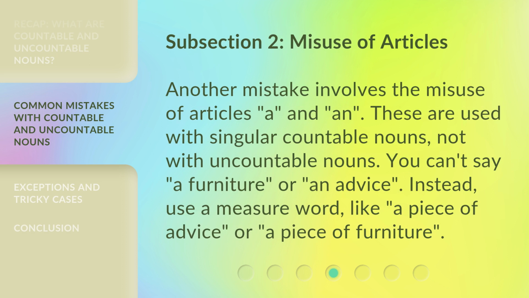Subsection 2. Misuse of articles. Another mistake involves the misuse of articles a and an. These are used with singular countable nouns, not with uncountable nouns. You can't say a furniture or an advice. Instead, use a measure word, like a piece of advice or a piece of furniture.